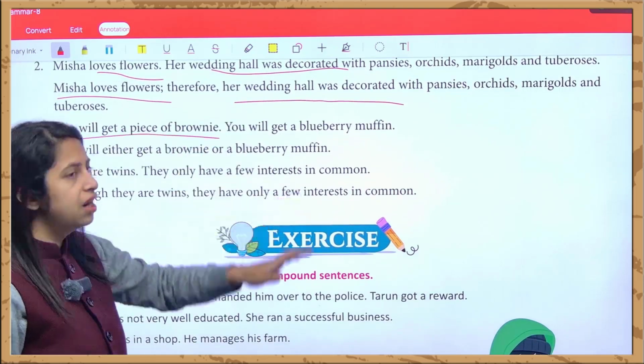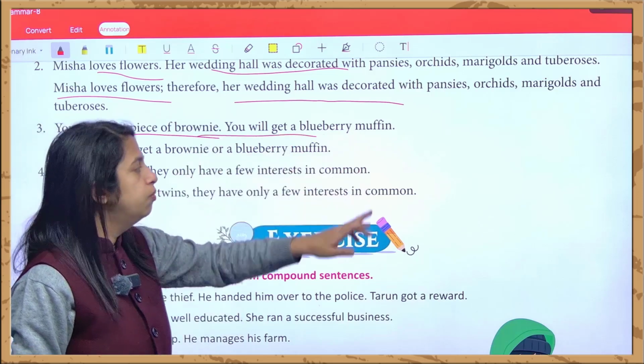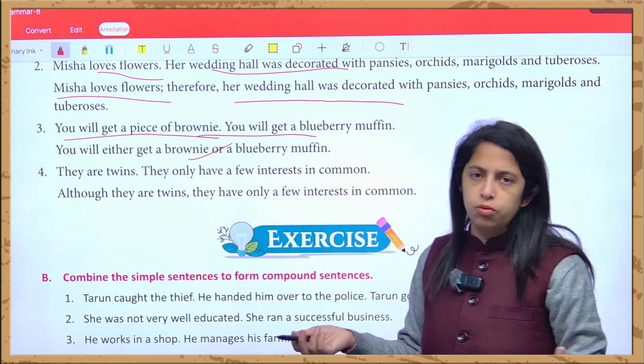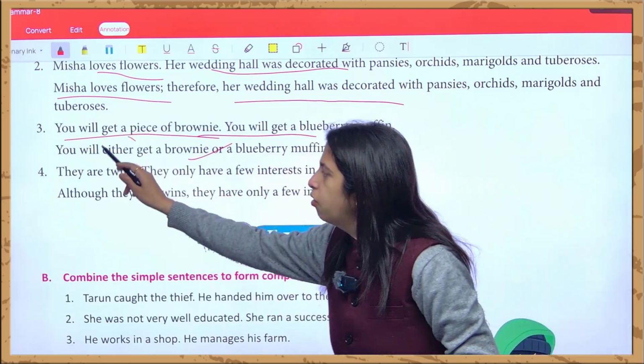Next is you will get a prize of brownie. You will get a blueberry muffin. तुमको क्या मिलेगा? Blueberry muffin और brownie मिलेगा. You will either get a brownie or a blueberry muffin, right? देखिए और conjunction लगा हुआ है.